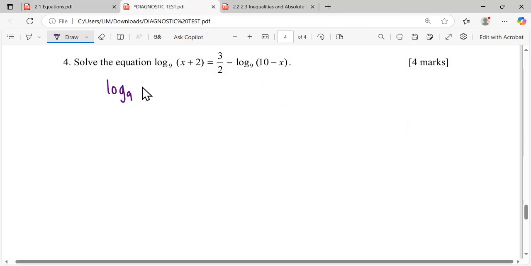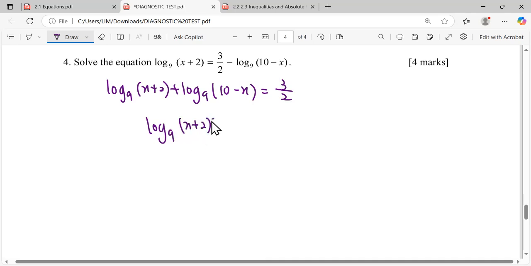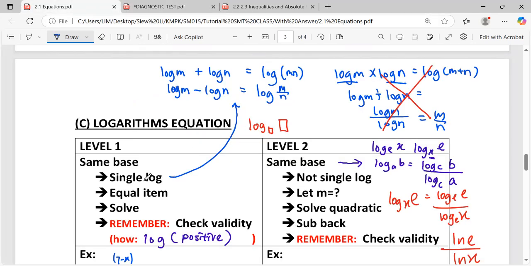We can move this plus log 9, 10 minus x equals to 3 over 2. So log plus log becomes a single log, and the items it brings will be multiplied together. Alright? Make it one, and then what it brings, multiply. So eventually when you get your single log, you equal the item, which means you unlock. You equal the item, you solve it, and remember you check for validity.